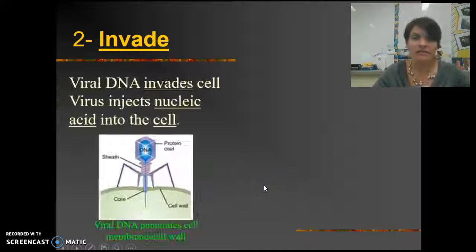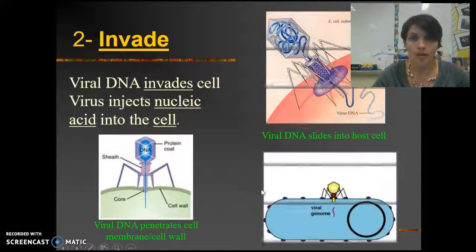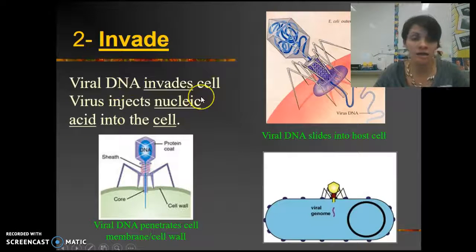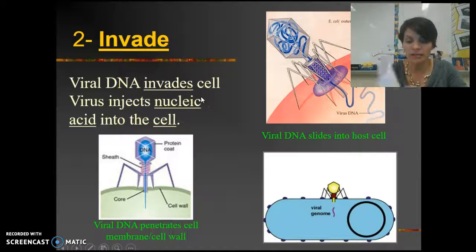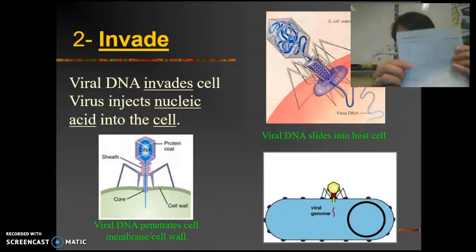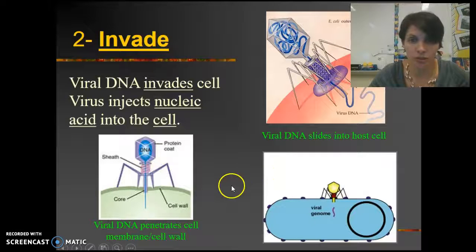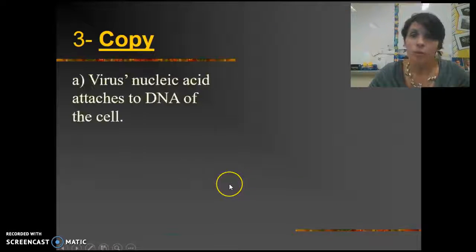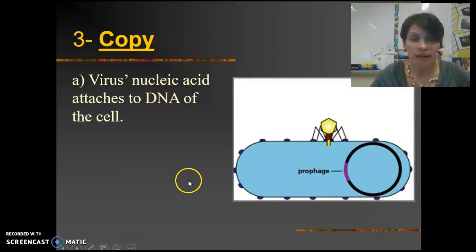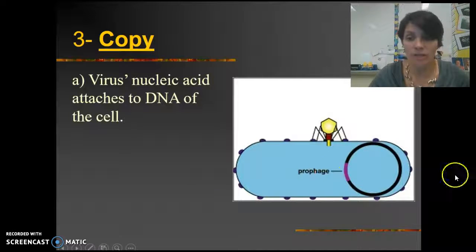The next phase is invade. Okay, so what happens here is the viral DNA invades the cell, okay, invades the cell as your fill-in, all right? So this DNA actually goes inside the cell, just like it is on your picture, okay? Once it's inside the cell, the virus DNA actually messes with the bacteria's DNA. It does the same thing in your cells, okay?